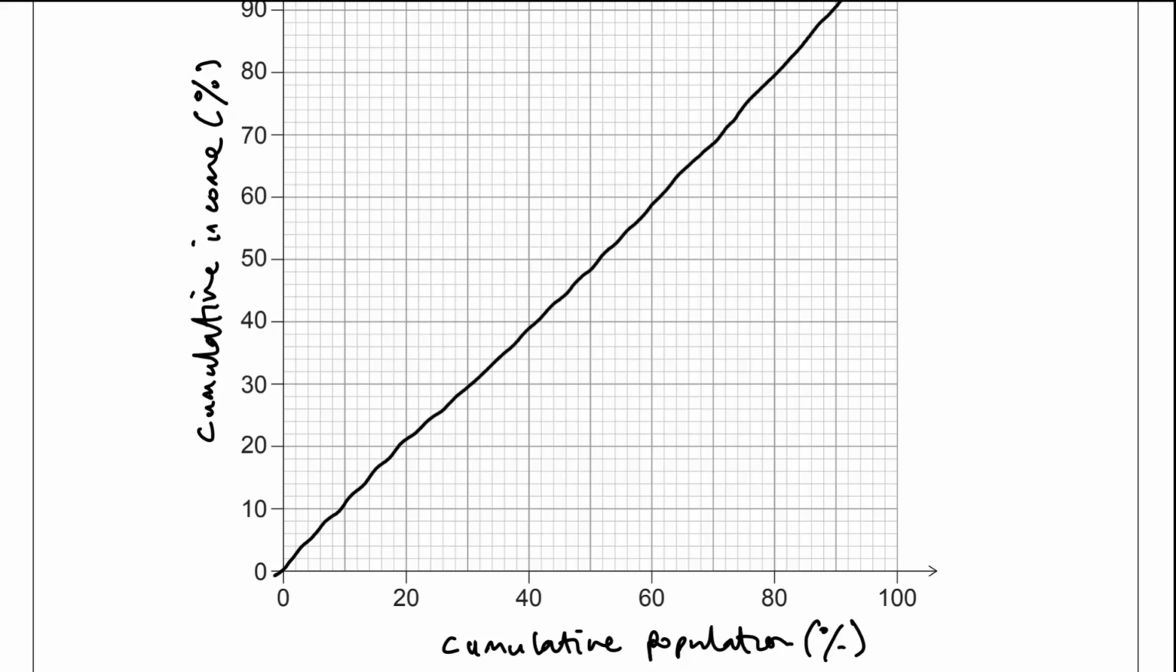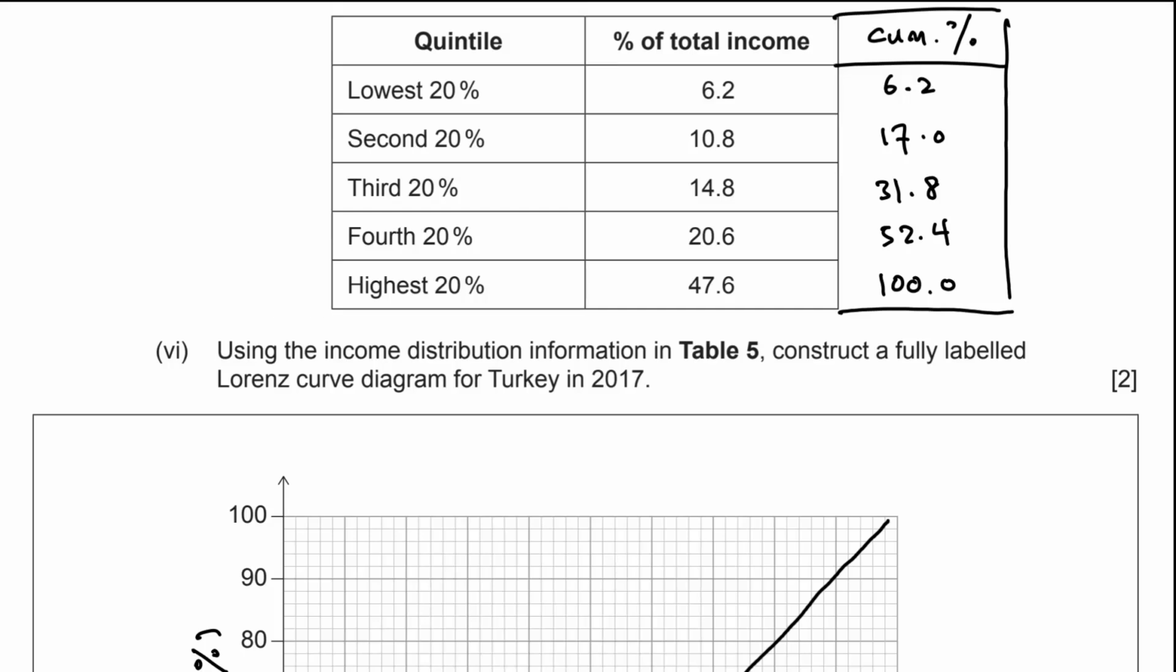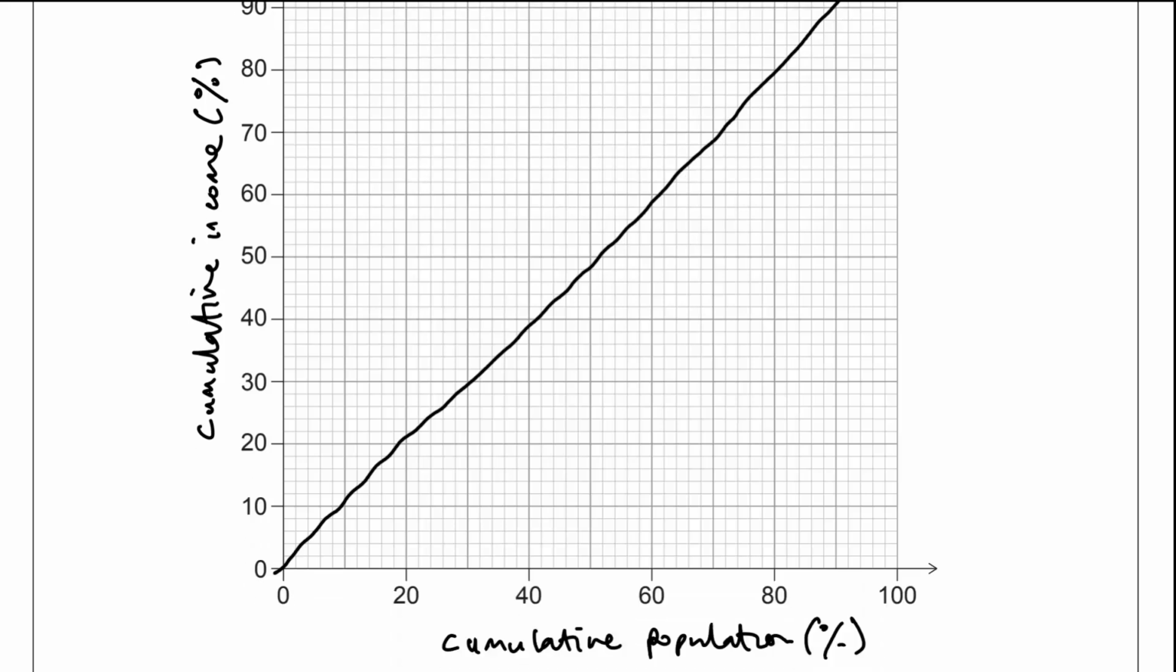Okay, so from here, I'm going to graph the first coordinate. Let me just go back up. The lowest quintile, this bottom 20%, accounts for 6.2%. So the cumulative percentage of income is 6.2%. If I go back to my graph here, this 20% is going to have a coordinate of 6.2. Now 6.2 is around here somewhere. It doesn't have to be exactly accurate. I'm just going to plonk it down as long as it's roughly accurate. So that's the first coordinate.